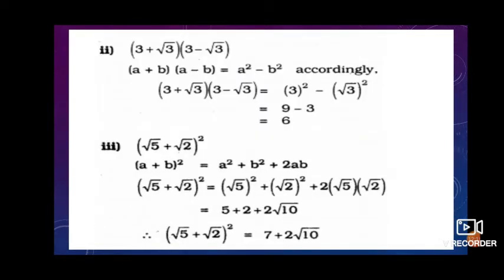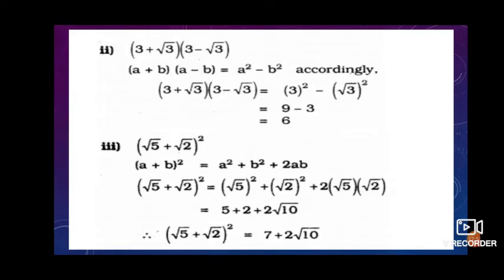Same way here, (3 plus root 3) into (3 minus root 3). Here we need not multiply, children. It is looking like one of the identities, (a plus b) into (a minus b). So accordingly we can apply the formula a square minus b square. A is 3 and b is root 3. So a square means 3 square, minus b square means root 3 square. 3 square means 3 3s are 9, and root 3 square, the square and root will get cancelled. We will get 9 minus 3. So its answer is 6.